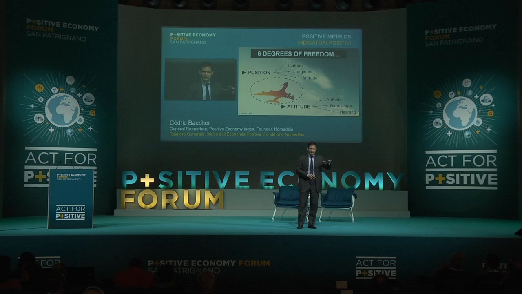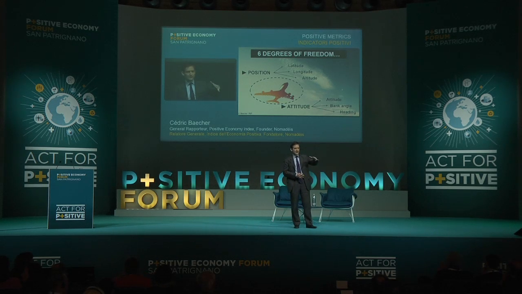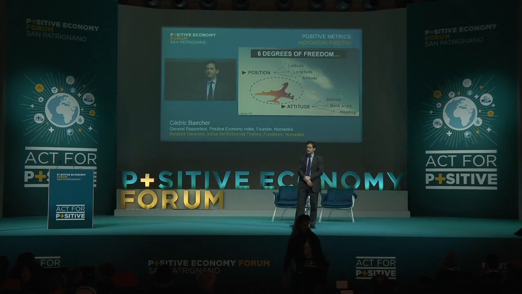3 other degrees of freedom refer to the plane attitude in space. For example, its bank angle, its heading, and the way it moves around this axis. So again, this is probably the highest level of freedom you can imagine physically around planet Earth.